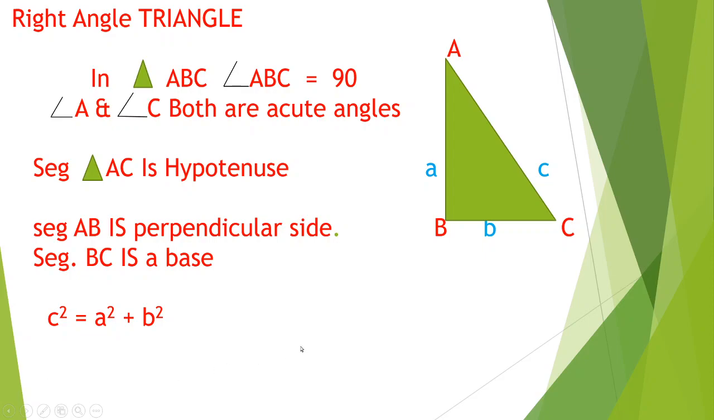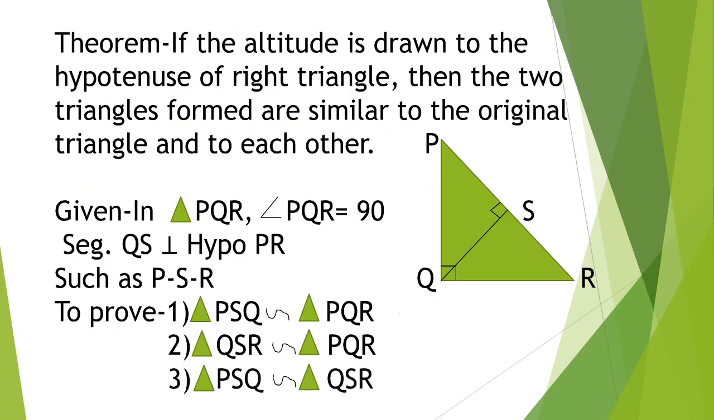To prove this Pythagorean theorem, we are going to see similarity and right angle triangle first, because we will use this property in our Pythagoras theorem. So first see the theorem: similarity and right angle triangle.